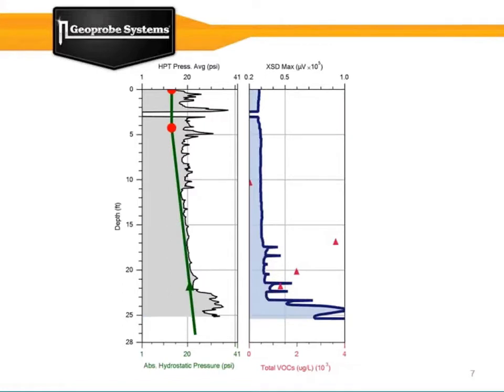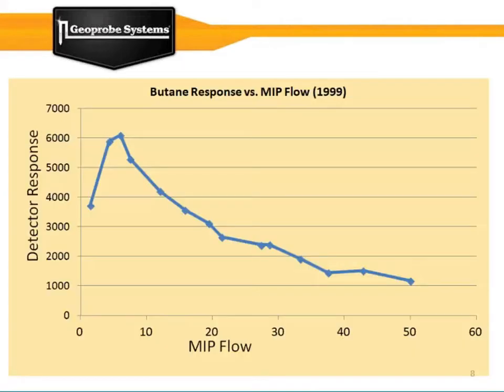But looking at this log, we started with the problem and said, how do we get more signal out of an MIP system? Well, there's several ways to do that. One of them that we've known about for some time is reflected here in this graph. This is where we've done response tests, like I showed you in the earlier slide. We've done response tests at many different MIP flows.